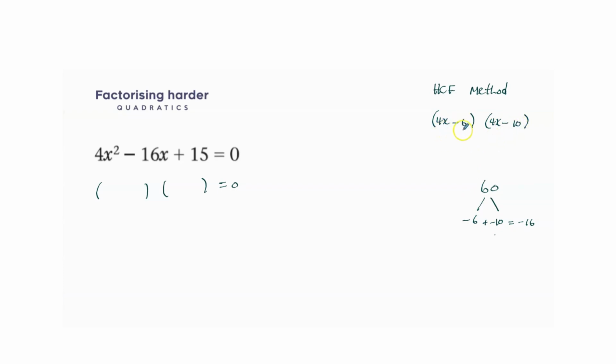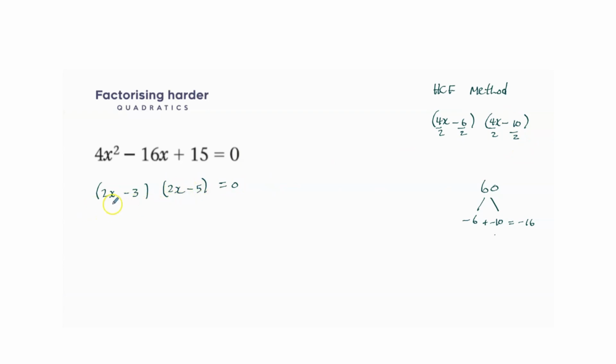Then what we do is find the highest common factors of the terms in the bracket. Here the highest common factor of 4 and 6 is 2. The highest common factor of 4 and 10 is 2 as well. So 2 into 4x gives me 2x, and 2 into minus 6 gives me minus 3. Then 2 into 4x gives me 2x, and 2 into minus 10 gives me minus 5. So these are the factors we need.